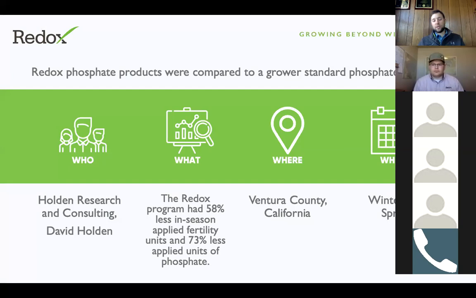We reduced the units applied significantly through using these products, but still hit a similar budget dollar to the grower standard program. Now this is competing with products like MKP, monopotassium phosphate, a major in-season applied phosphorus product for strawberries, as well as several other standard pre-blends that use phos acid and other inputs to help with phosphorus nutrition.